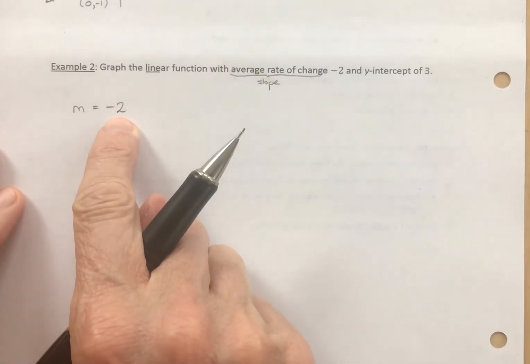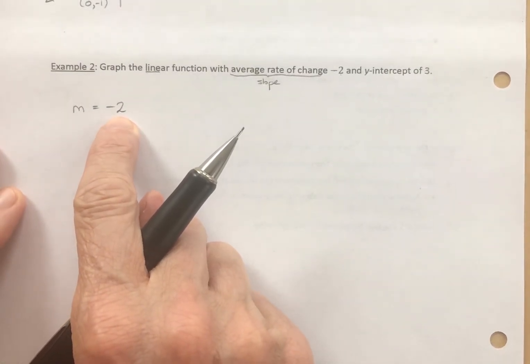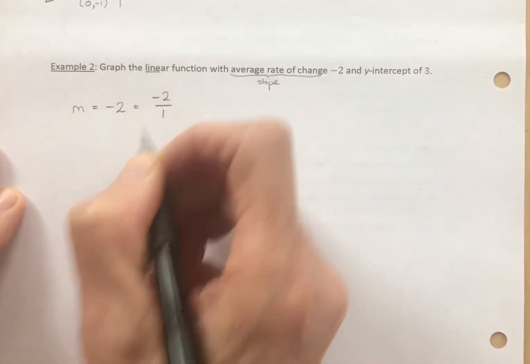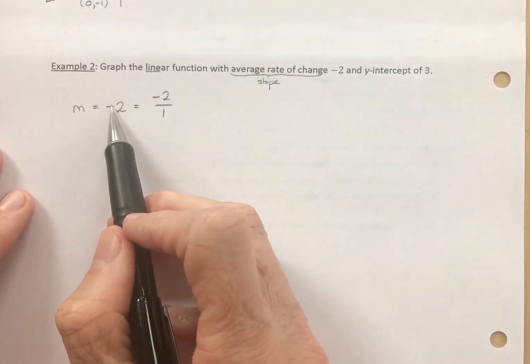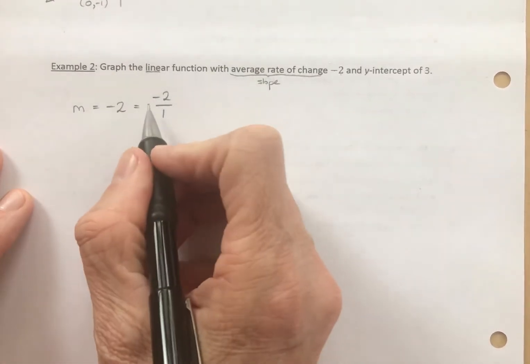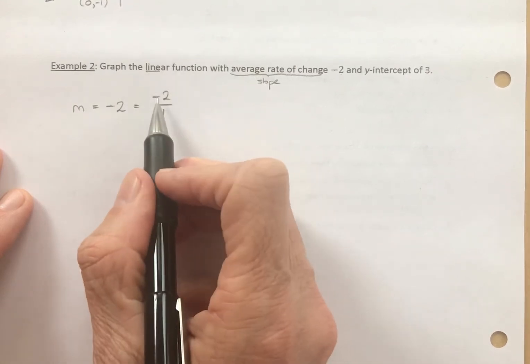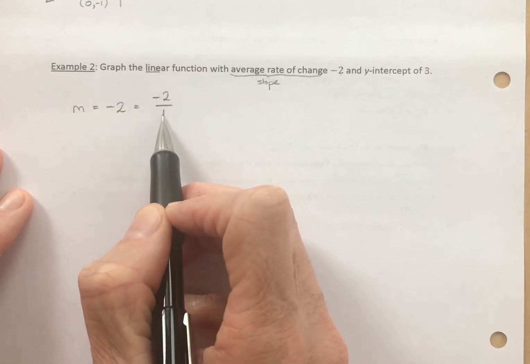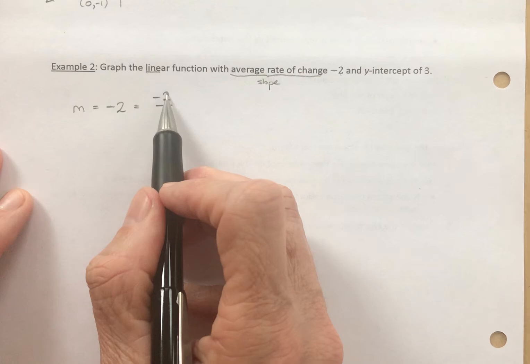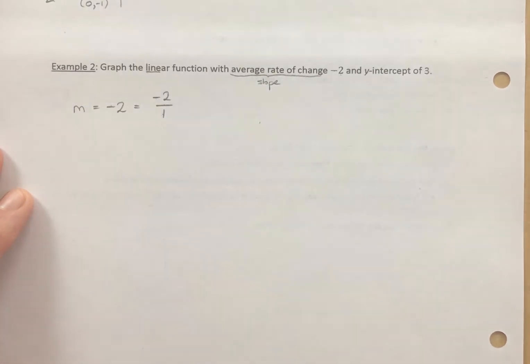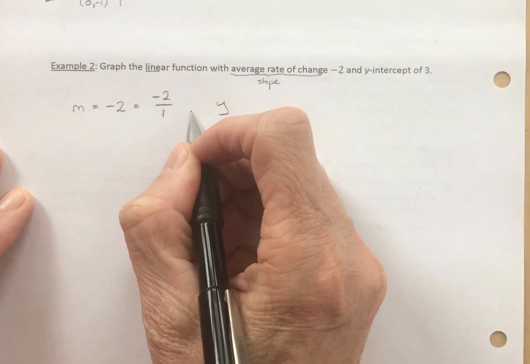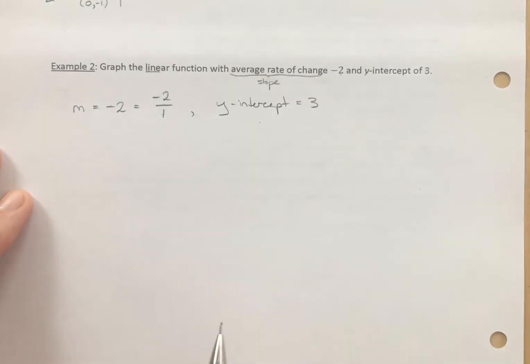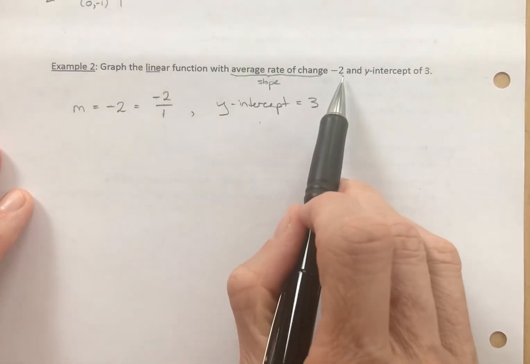Well, that's not a fraction, and slope is a fraction. So we can make this a fraction by putting it over the number 1. And again, I like to keep the sign with the numerator. It's the same thing as -2 over 1, but this tells me I'm going to fall 2 before I run to the right 1. So the slope is negative: go down 2, and then run 1. We know our y-intercept is equal to 3.